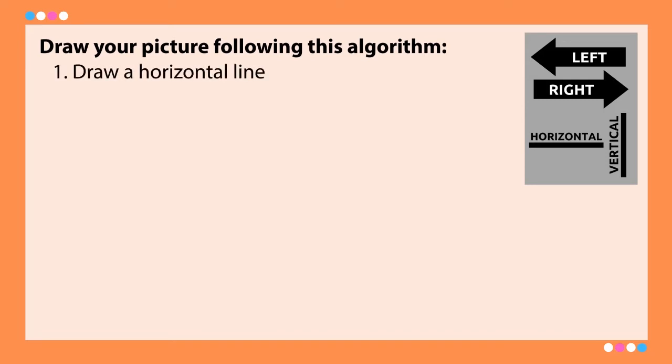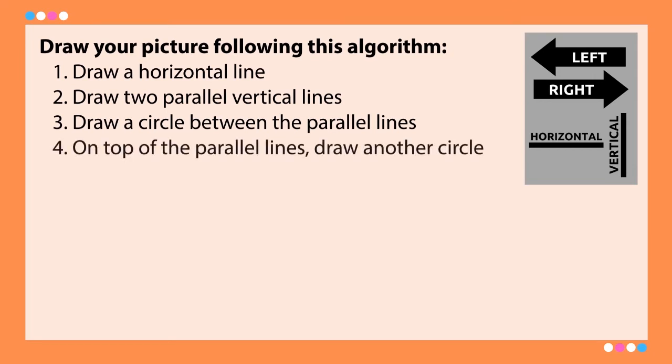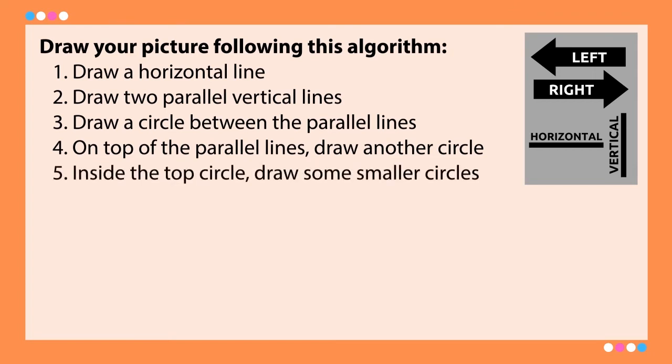Step 1. Draw a horizontal line. Step 2. Draw 2 parallel vertical lines. Step 3. Draw a circle between the parallel lines. Step 4. On top of the parallel lines, draw another circle. Step 5. Inside the top circle, draw some smaller circles.